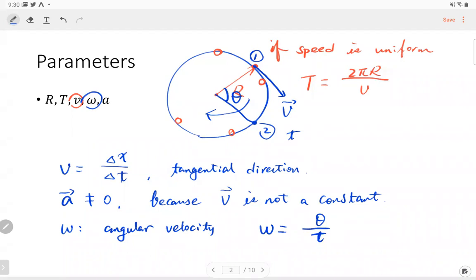So if we check the unit, the angle theta doesn't have a unit. We can use the number one to represent the unit, and the time has a unit of second. So the unit for angular velocity is s minus 1, or 1 over s, or we can use radian over second. So the dimension of the angular velocity is 1 over s. It's very important. We just use angle over time. For linear velocity, we use displacement over time. But for angular velocity, we use angle over time.